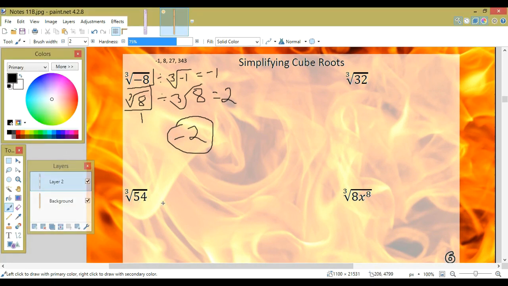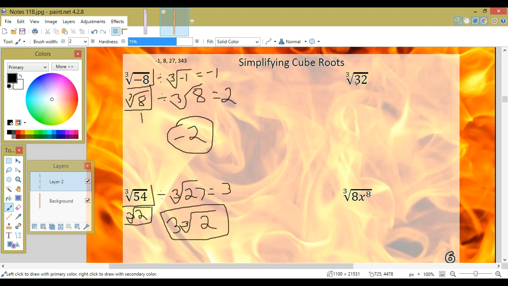Let's look at the next one. The cube root of 54. There's no negative, so let's go to the next one. Can we take out 8? No. We can take out 27. 54 divided by 27 is 2. So we have the cube root of 2. There's nothing else we could take out of that. So that's our leftovers. So our simplified radical would be 3 cube root of 2.